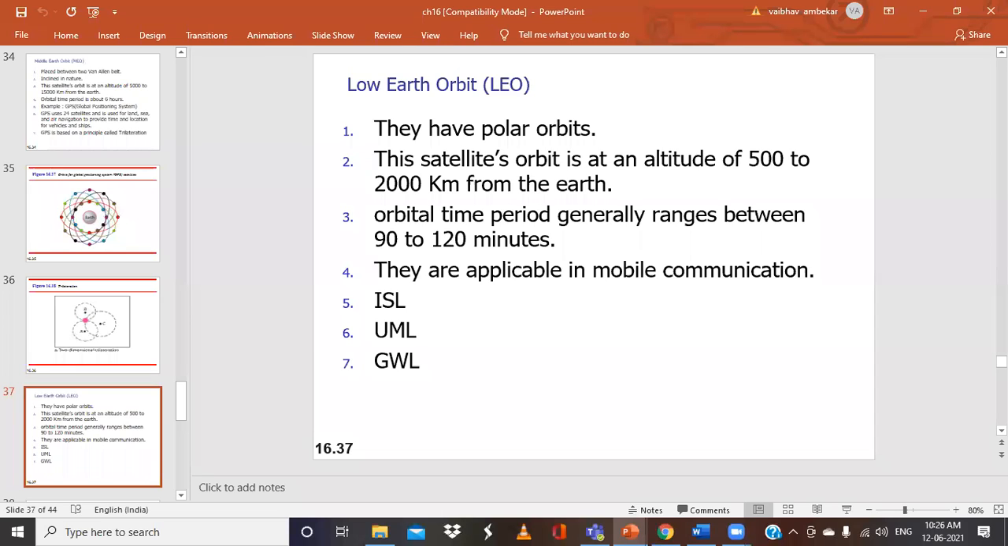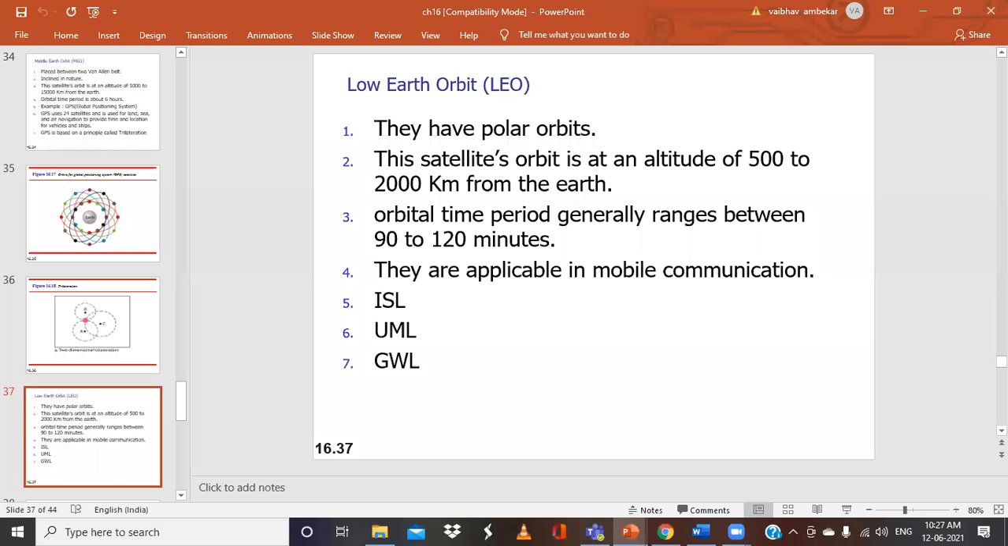So the LEO system has the cellular type of access, and it is basically used for our cell phones and mobile communications. We can say that they are made up of a combination of satellites. It is not made up of just one particular satellite. These satellites work in connection, or we can say in consultation.